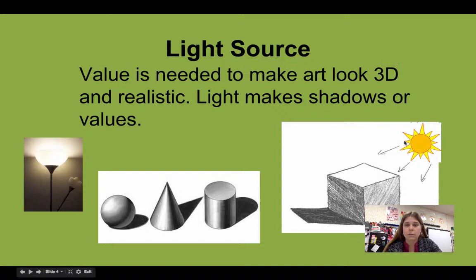On the right, you can see there's a sun shining down on a cube from the right side, and it's making the shadow fall on the left side. Over here we have a lamp, and it is shining on the left, so all the dark shadows are on the right.